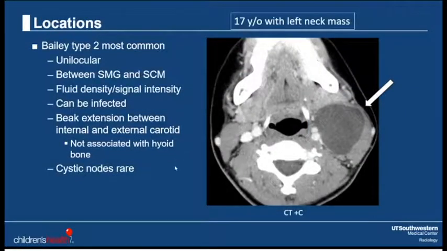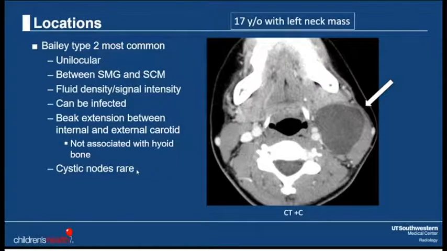They're usually unilocular between the submandibular gland and sternocleidomastoid muscle. This is the Bailey type 2 second branchial cleft cyst. They have fluid density and signal intensity, and can be infected and have surrounding inflammation. Look for that beak extension between the internal and external carotid. I think it's very helpful. And they don't have an extension to the hyoid bone, and that's a nice differential point as well.